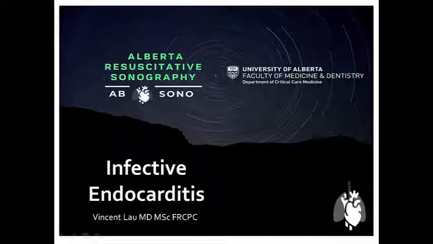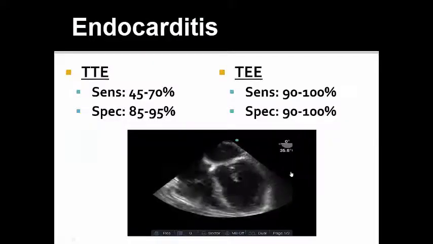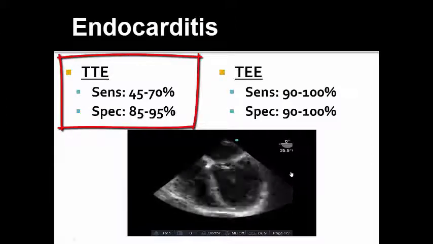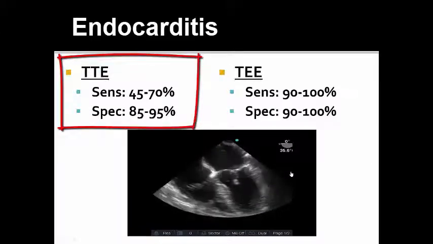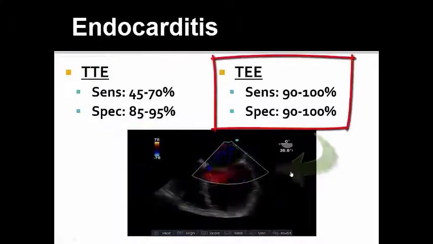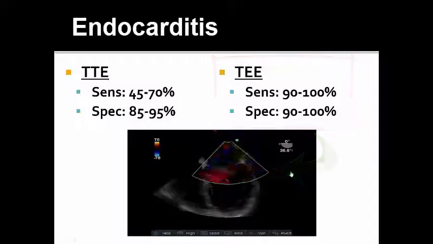Much like anything in point of care, many of the investigations we do are primarily as a rule-in modality, especially for beginning learners who are just starting out. The literature states that the transthoracic sensitivity for rule out of endocarditis is around 45 to 70%, whereas its specificity is about 85 to 95%. Contrast this to transesophageal echo, and the sensitivity is around 90 to 100%, and same with its specificity.